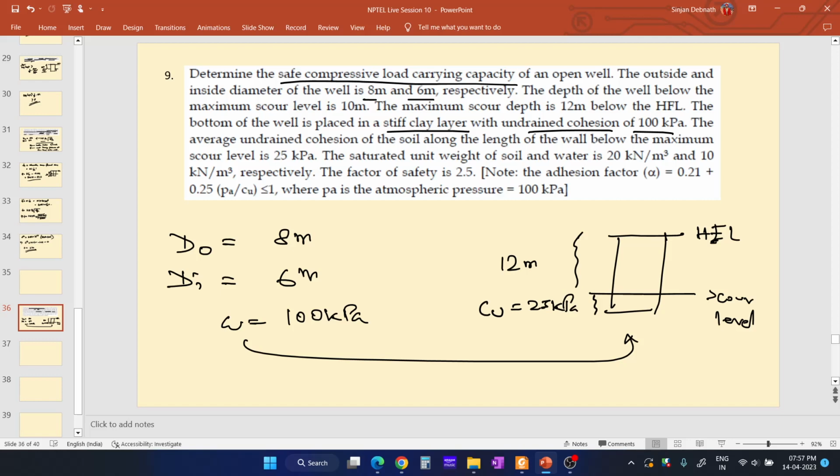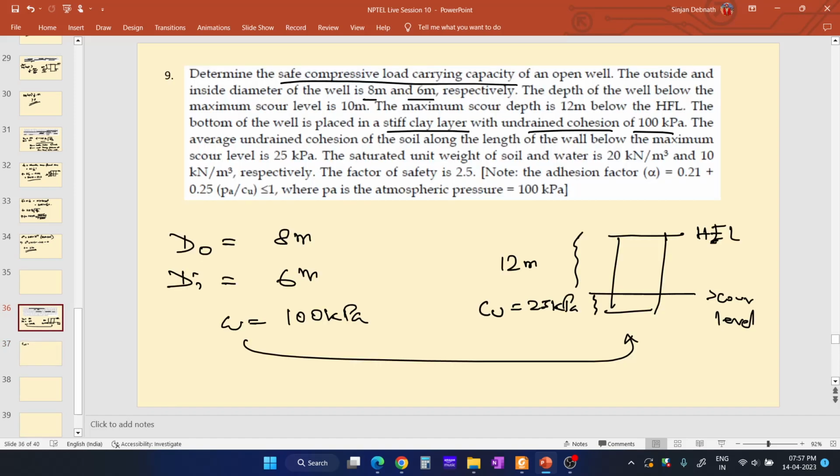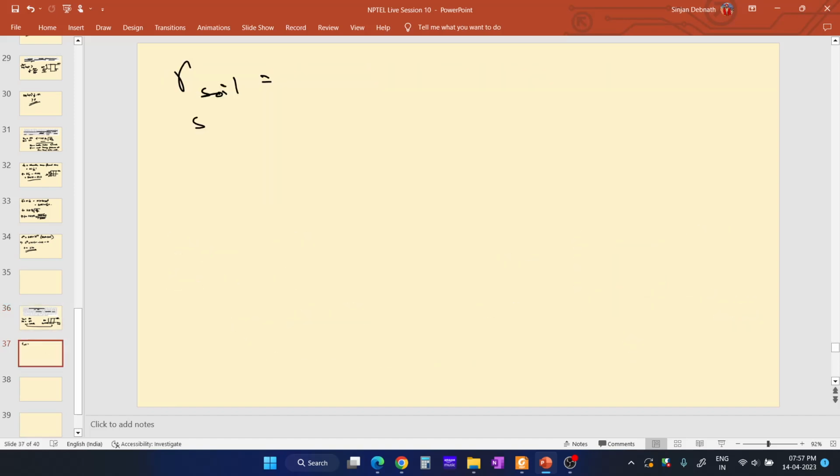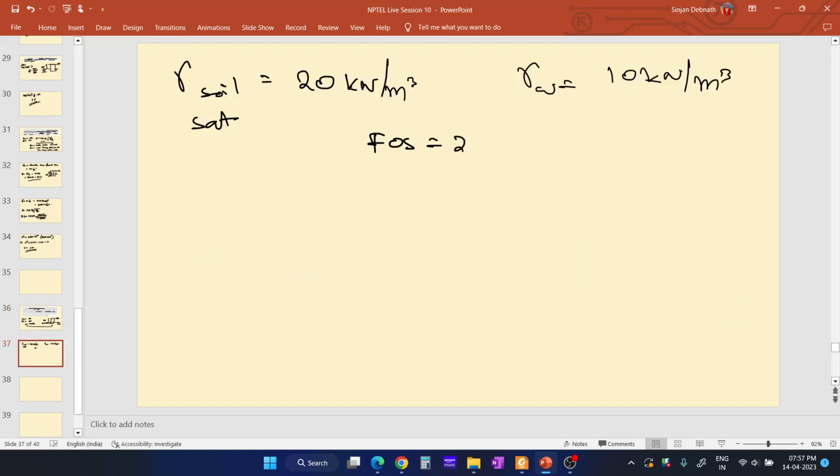The saturated unit weight of soil is 20 kilonewton per meter cube, and water is 10 kilonewton per meter cube. So gamma sat is equal to 20 kilonewton per meter cube, and gamma W is 10 kilonewton per meter cube. Okay, and what else is there? The factor of safety is 2.5.